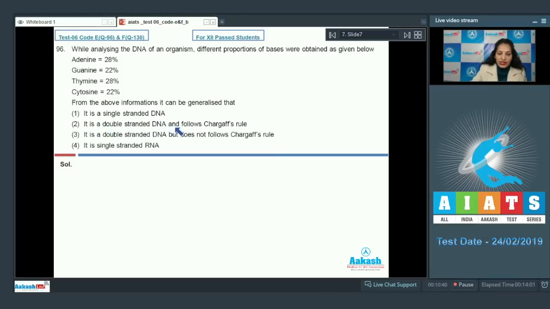Second, it is a double-stranded DNA and follows Chargaff's rule. Third, it is a double-stranded DNA but does not follow Chargaff's rule. Fourth, it is a single-stranded RNA.